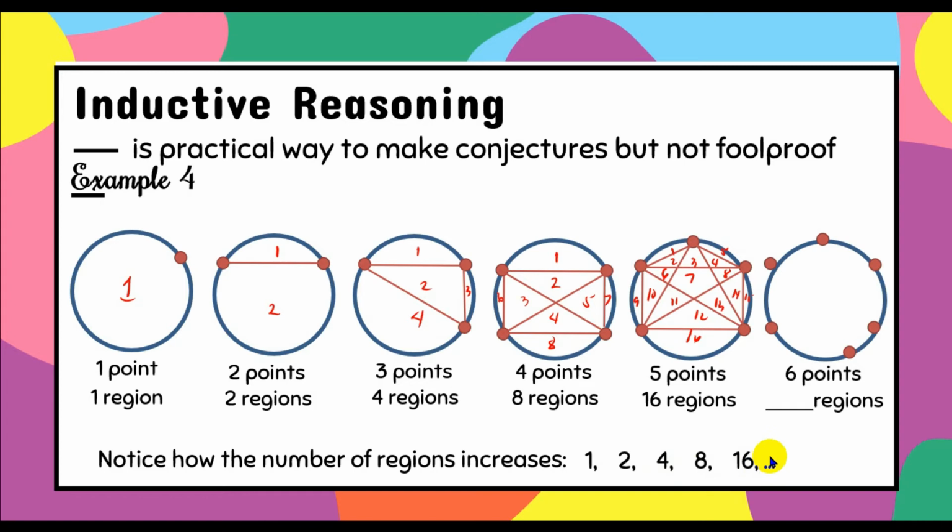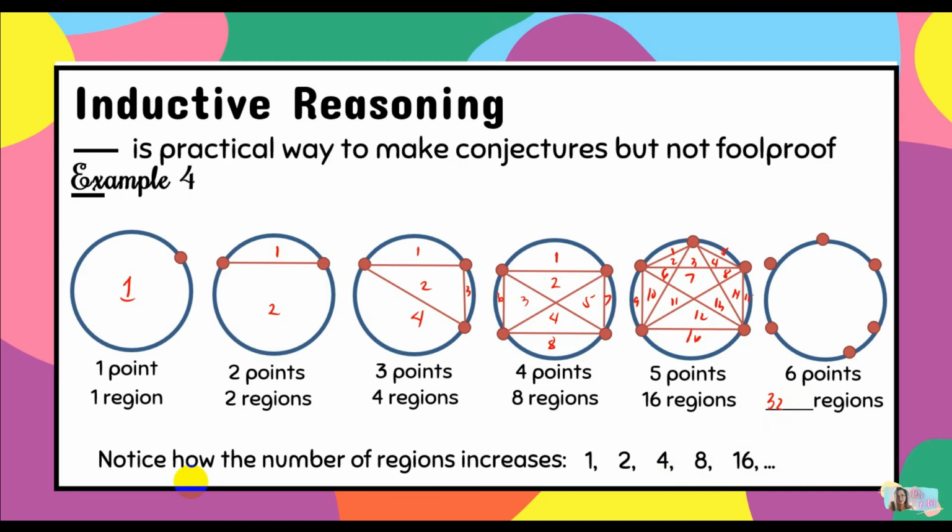times 2 is 32. So, we're going to assume and we're going to make a conjecture that this is 32. And yung ating conjecture is that the number of regions multiplied by 2 will be the next number of regions. Di po ba? But, kung titingnan natin, magkakaroon tayo ng counter-example or our conjecture will be false.